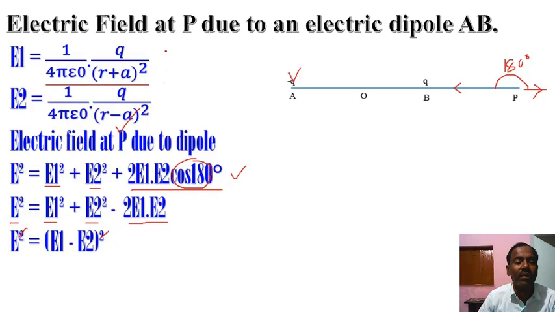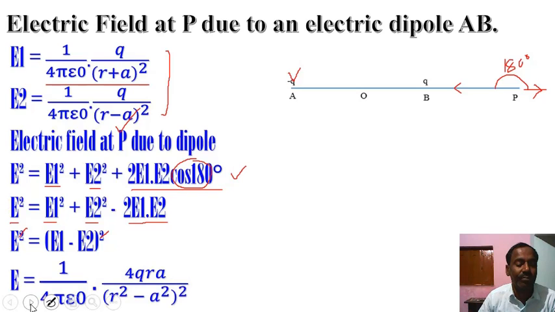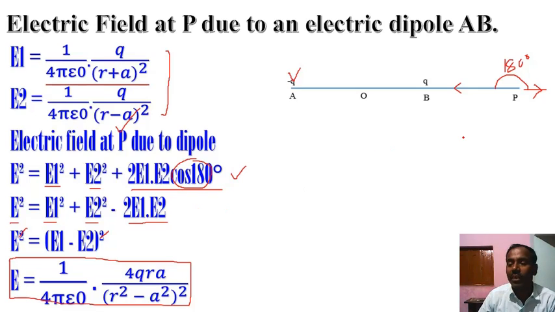After the proper calculation, putting the values of E1 and E2, we get this one. This is the electric field due to the dipole at P. So this is the simple explanation and calculation of the electric field at P due to the dipole. Hope that there is no problem to understand.